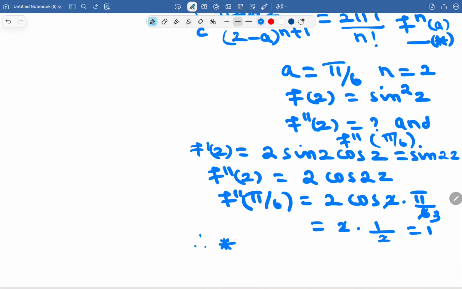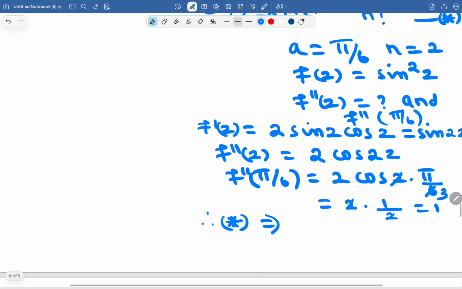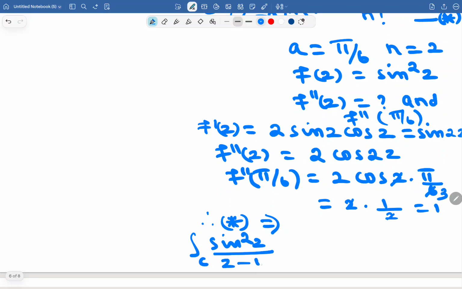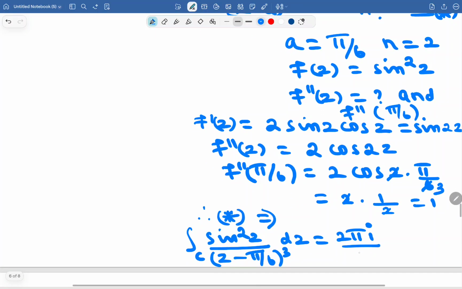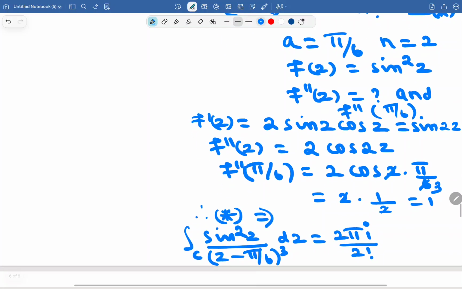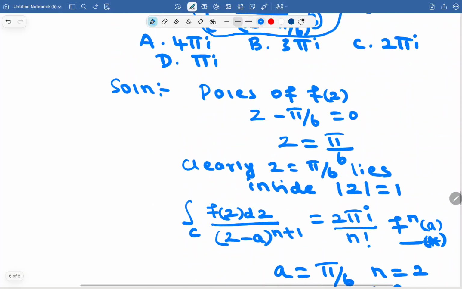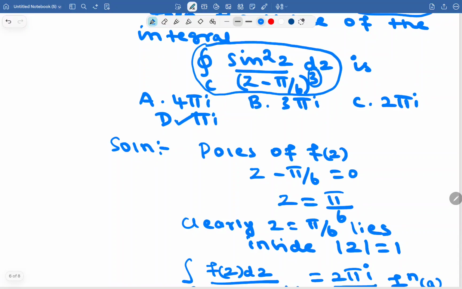Therefore, star implies integral over C sin square z by z minus pi by 6 whole power 3 dz is equal to 2 pi I by n factorial, means 2 factorial, f double dash of pi by 6, that is 1. 2 and 2 factorial will get cancelled. Answer is pi I. For this problem, option D is the correct one.